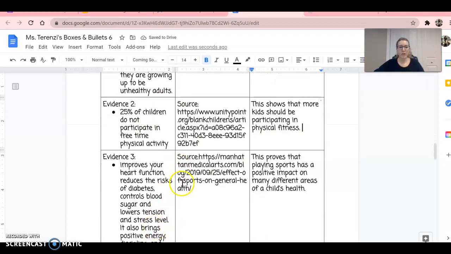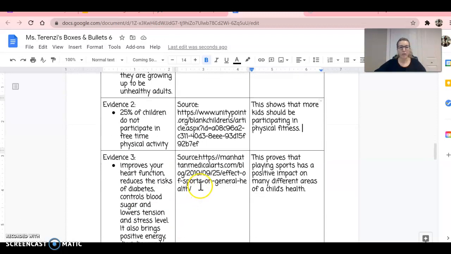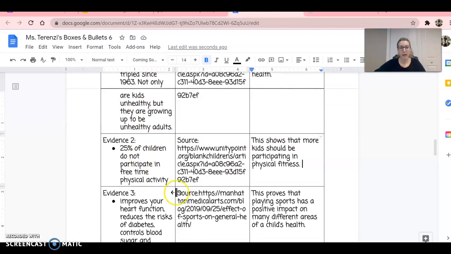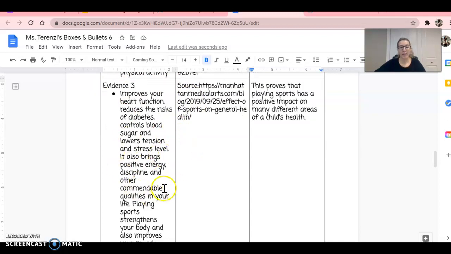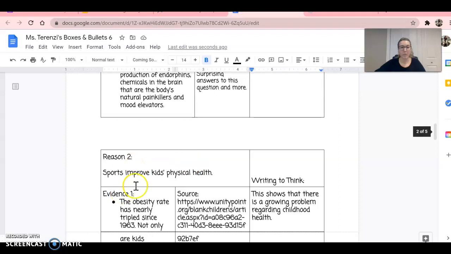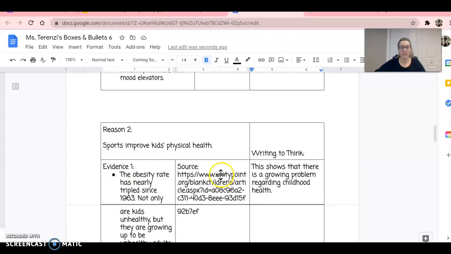I've thought through the strategy of how my evidence is going to be played out. First, I show that there's a problem. Then I show that the problem is stretching and continuing and that we need to fix it. Then I show how we can fix it by supporting my reason that sports improve kids' physical health.